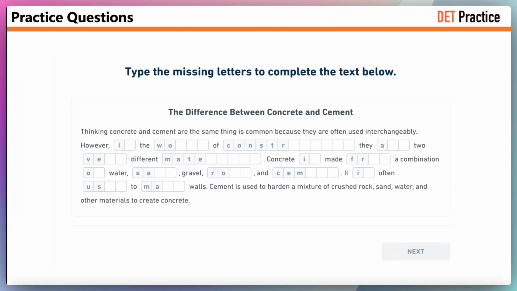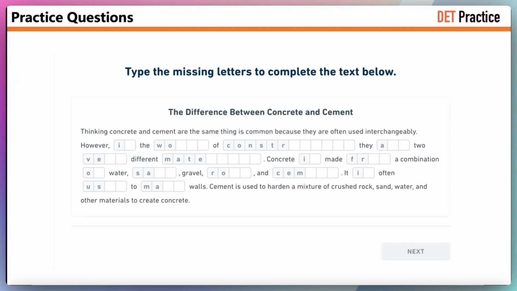The title is The Difference Between Concrete and Cement. The first sentence says, thinking concrete and cement are the same thing is common because they are often used interchangeably. The last sentence reads, cement is used to harden a mixture of crushed rock, sand, water, and other materials to create concrete. From this, we can deduce that the article is about the differences between concrete and cement. Let's start filling in the blanks.